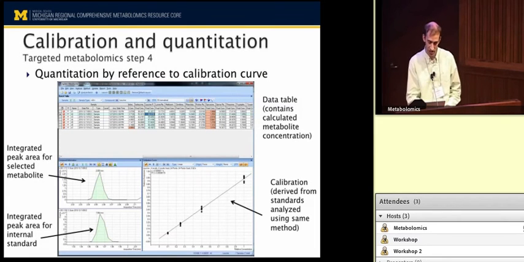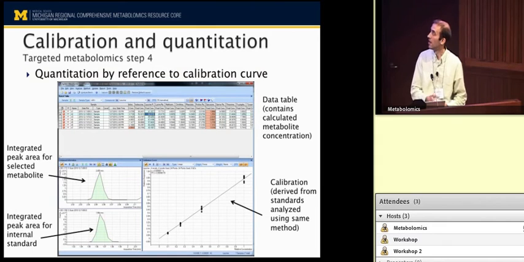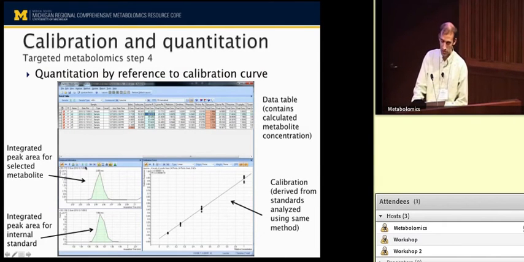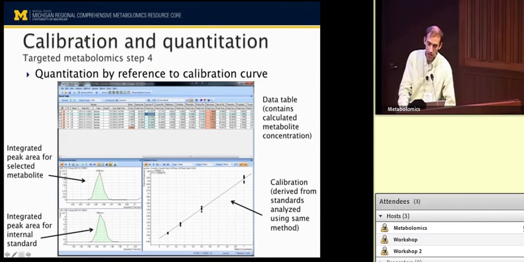Calibration, quantitation. So here is where we go from our known quantities of metabolites to... it seems like there's a connection issue, because this is blinking off and on even though we're using the new projector, so that's not a good sign.